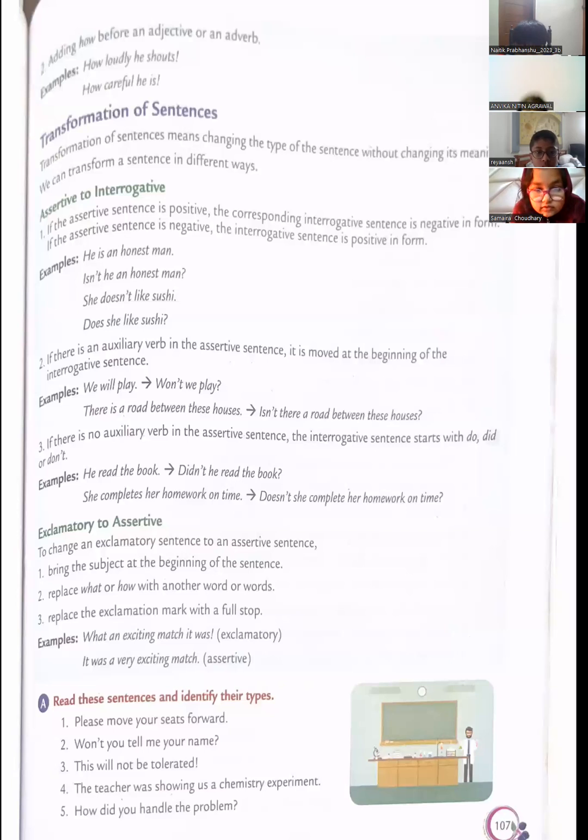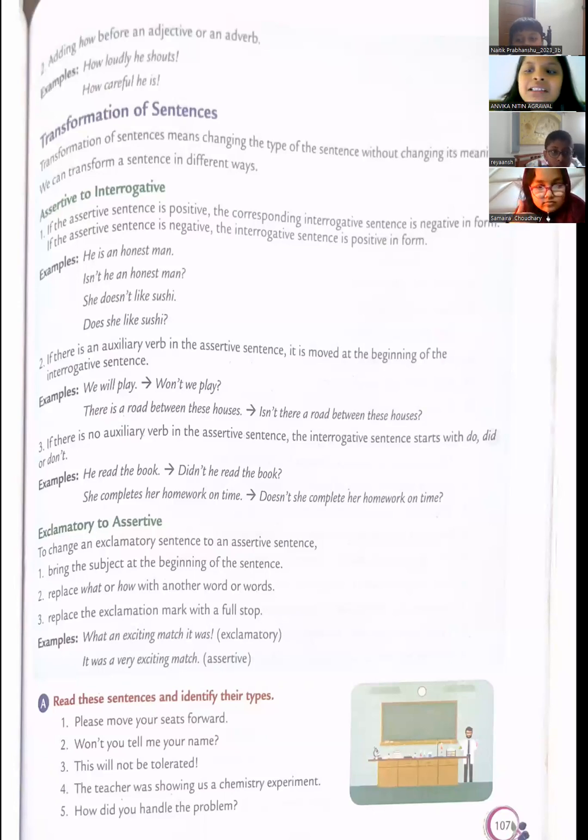Now, you have to move the auxiliary verb to the beginning, and you can convert it to an interrogative sentence. We shall not play today. Let's make it an interrogative sentence. Shall we not play today? Correct? Did you understand? Kids, please tell me yes or no.